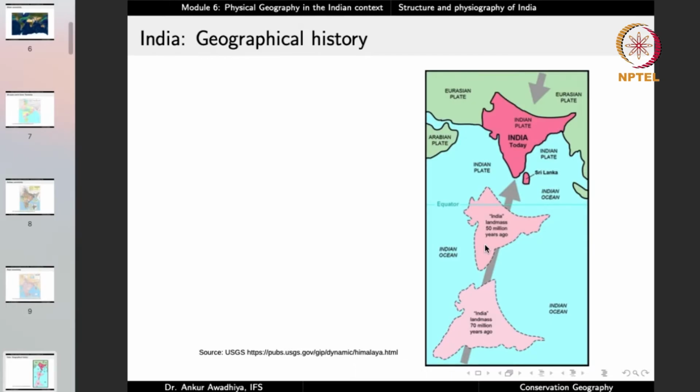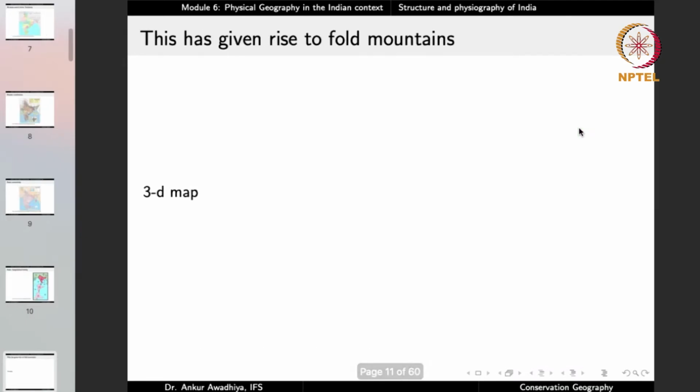And we have also looked at the geographical history of India. 70 million years ago, the Indian landmass was here. It moved towards the north and collided with the Eurasian plate. This portion continued to move, turned in the anti-clockwise direction, and ultimately collided with the Eurasian plate. When it collided, we had the development of the fold mountains called Himalayas in this region because of this convergence. So, this has given rise to fold mountains.